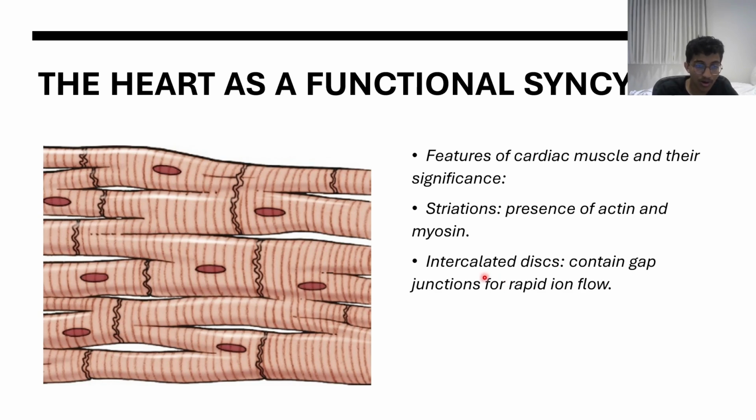And also another property of cardiac muscle is striations. Striations are due to the presence of actin and myosin. We won't go into the details, but because of the presence of actin and myosin, it's similar to skeletal muscle. We have striations. You can see those lines, those are striations, and these black lines are intercalated discs.